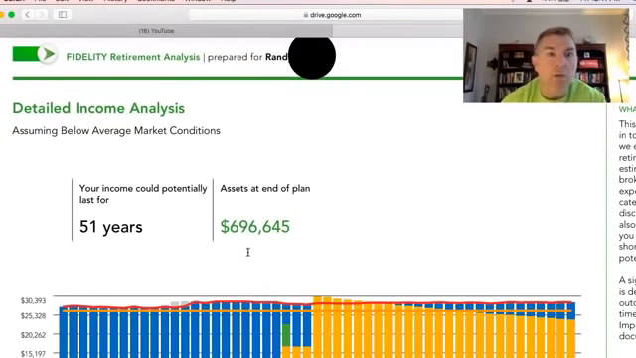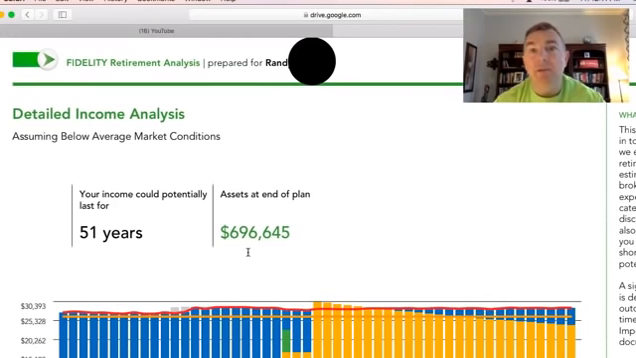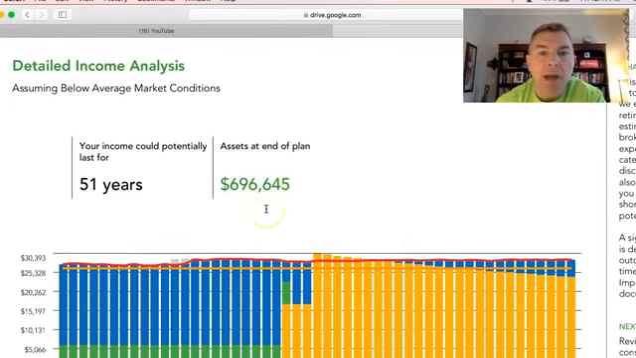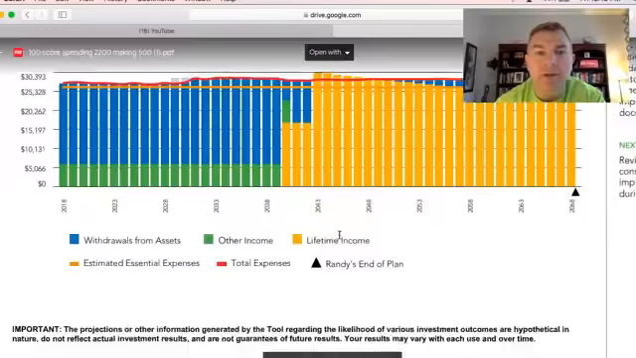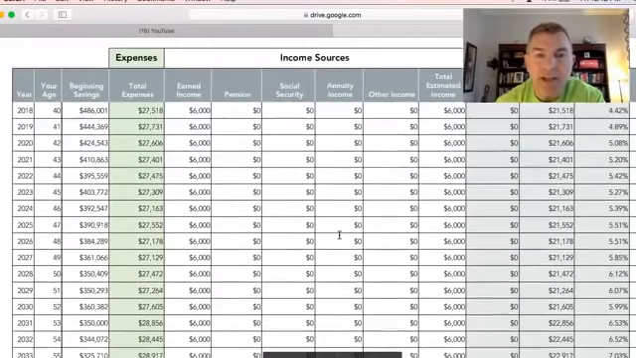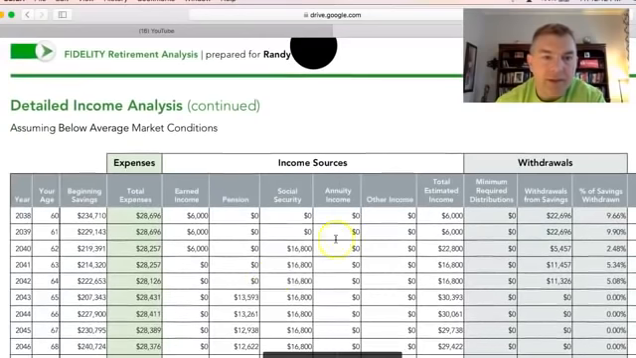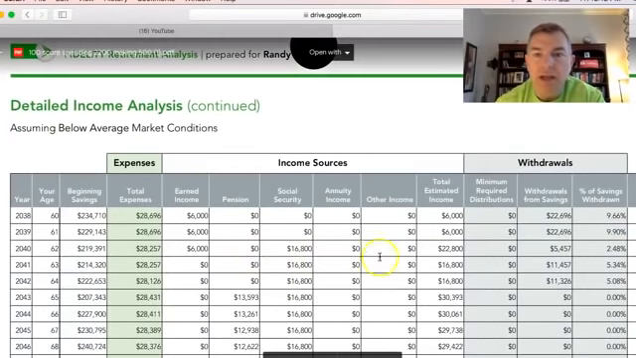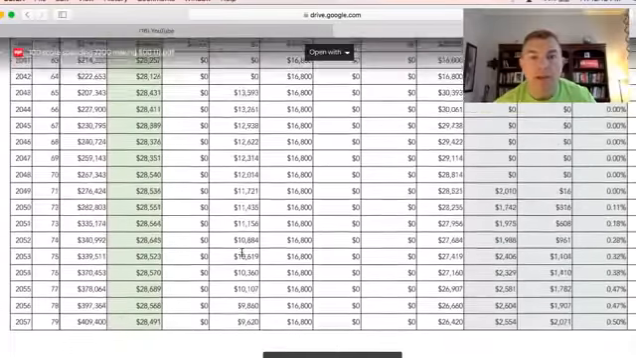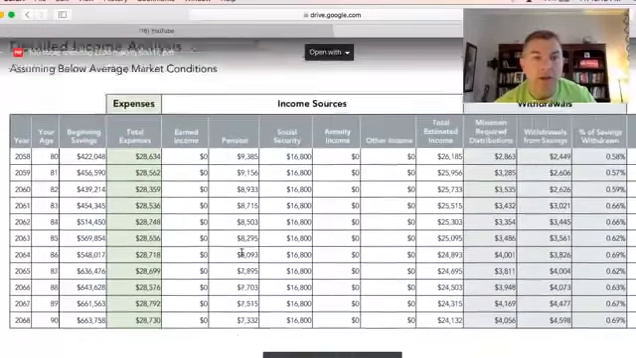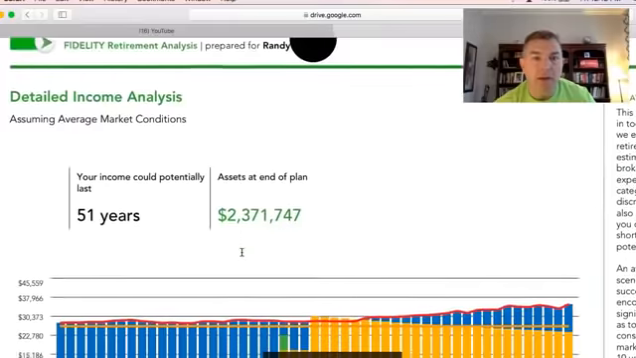Now that's assuming below average market conditions. That was substantially below average market conditions. We can look in the notes here to see what it says. And here, if you got just average market conditions, he's left with $696,000. So that's pretty good. Again, that's taking Social Security at 62, and he's got a pension kicking in at 65. So Social Security kicking in at 62, pension kicking in at 65, and he only needs about $28,000 a year. And at that point, he's got $600,000 left. All right, that's not so bad. Let's see what we got.